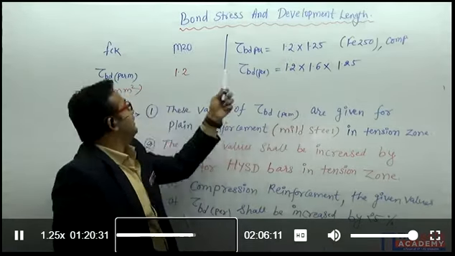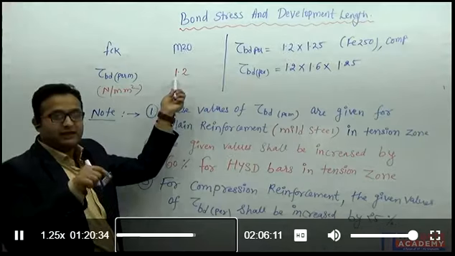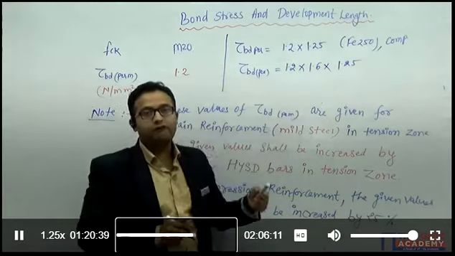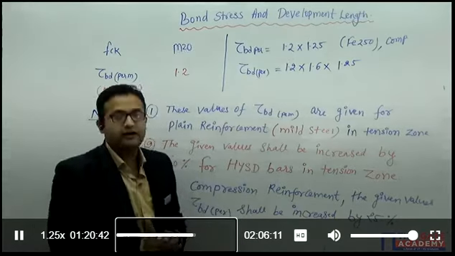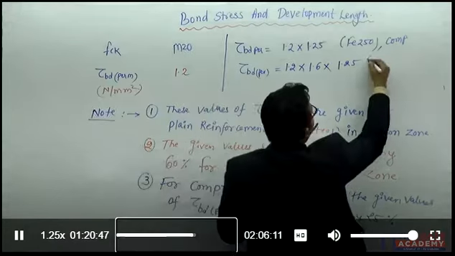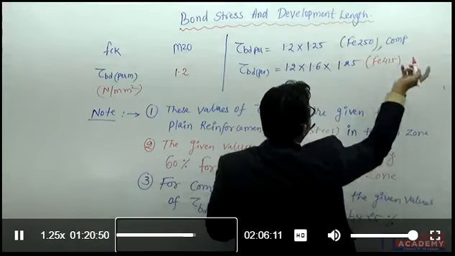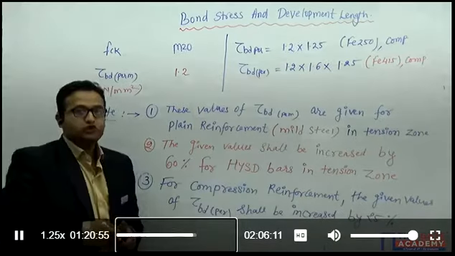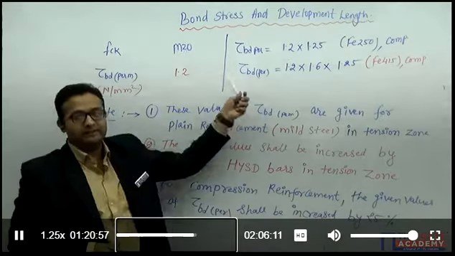and this 1.2 is the bond strength of plain reinforcement in the tension zone for M20 grade of concrete. So this should be the value of bond strength of the concrete in the compression zone if I am providing HYSD bar. So this is for Fe 415 or Fe 500 in compression zone. Okay, so in this way I calculate tau BD permissible.